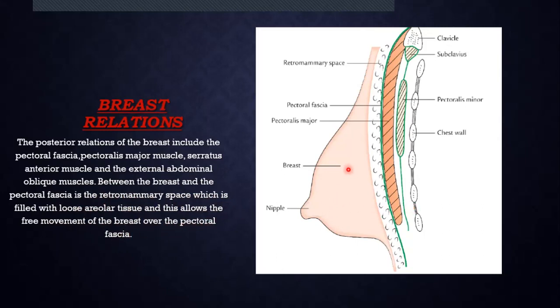Now, this loose areolar tissue is the one which allows the free movement of the breast over the pectoral fascia. So this is the breast, then this is the pectoralis major muscle, which is covered by the pectoral fascia. Now, between the pectoral fascia and the breast, you can see this is the retromammary space, which has loose areolar tissue. This loose areolar tissue allows the free movement of the breast over the pectoral fascia.